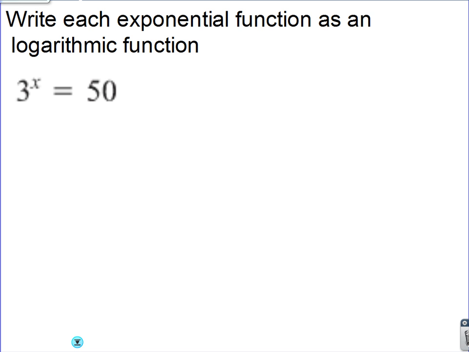3 to the x power equals 50. Again, we're catching a glimpse of what we're going to be using this for. It says rewrite each exponential form in logarithmic form. So 3 to the x power equals 50 would be log base, I'll let you help me, Michaela. Log base, and the base of the exponent goes on the other side of 50. So x equals log base 3 of 50.